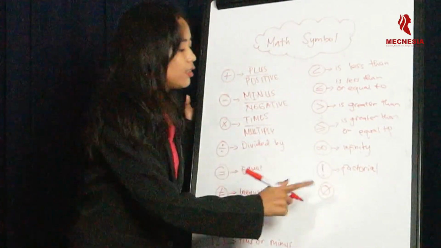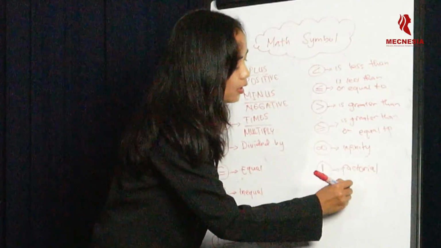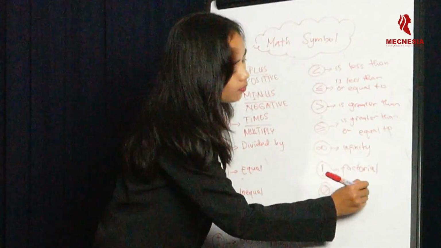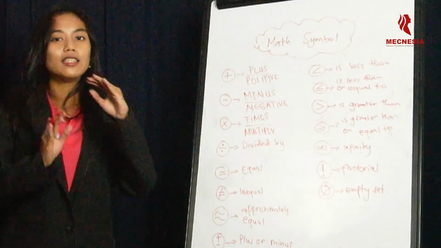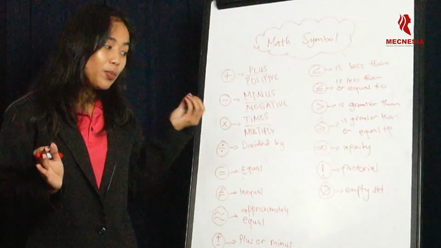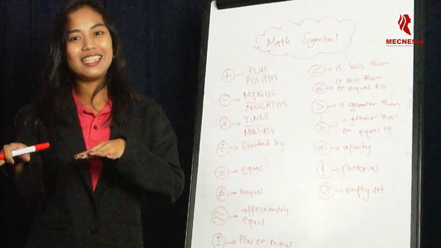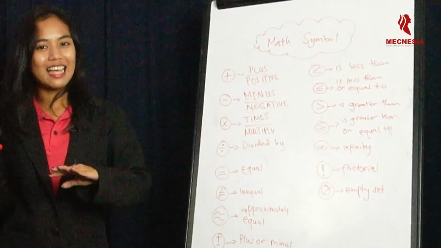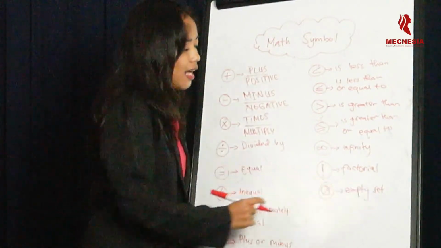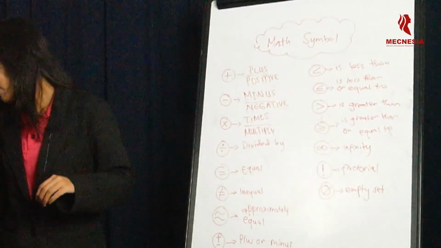Next we have, okay, so this one is called empty set. Empty set. Bukan empty, tapi empty set. One more time. Empty set. Well, empty set adalah himpunan kosong.